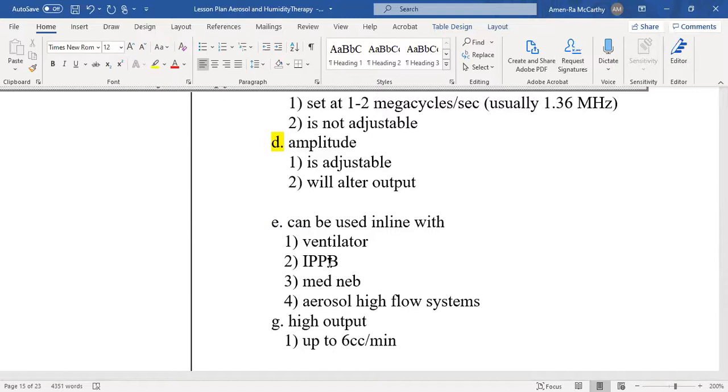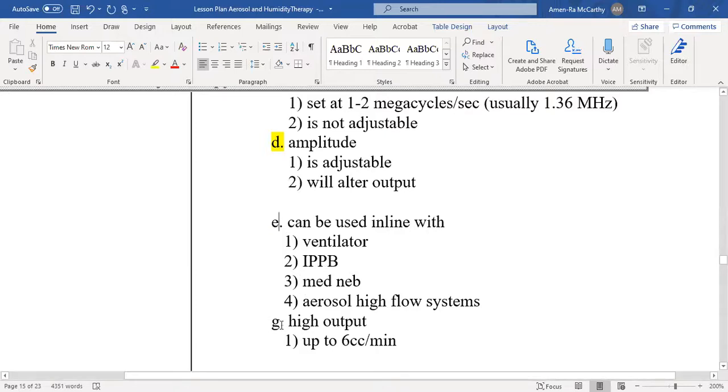I can put that in between there. I can hook up an ultrasonic to make it even more effective, if I'm trying to induce sputum, to make them cough up some good old stuff for me to go test, all right? I can put it in line with a ventilator, right? That's just telling you that you can use it in line with different things.